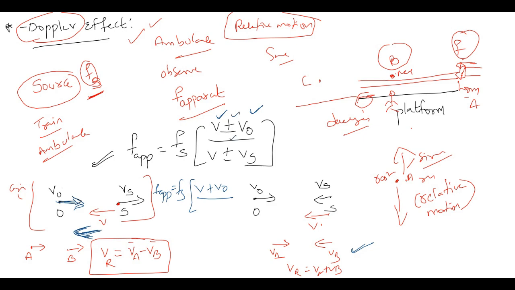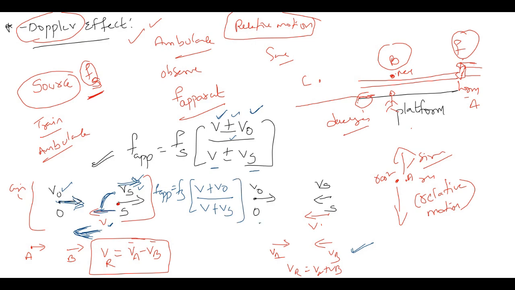Now come to this. Observer and source. The relation between V and Vs. V is in this direction, Vs is in this direction, correct? Then they are in opposite direction, yes or no? They are not in the same direction. So in opposite direction, what do I have to do? V plus Vs. Understood now?